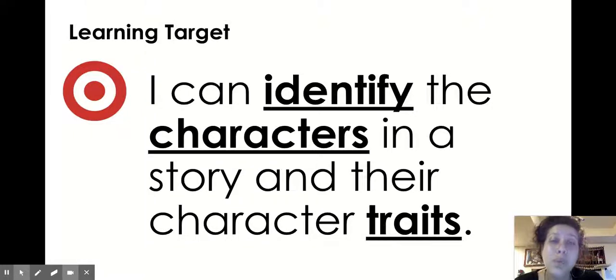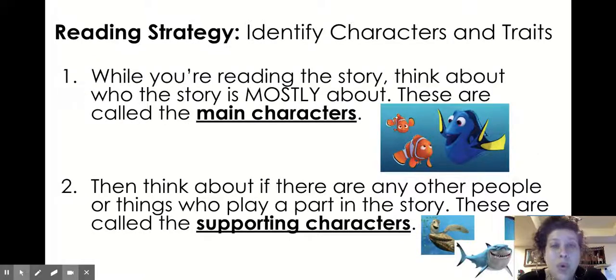There's a lot of new words in this learning target. I wonder if you know what those words mean: characters and character traits. While you're reading a story, you're going to think about who the story is mostly about. These are called the main characters. This can happen when you're watching a movie too.